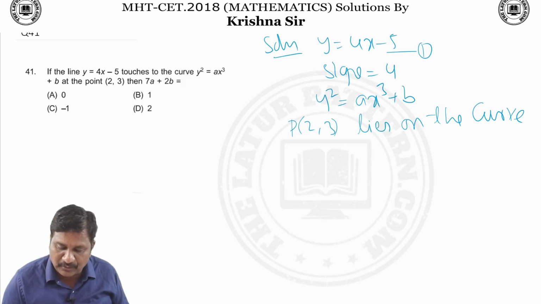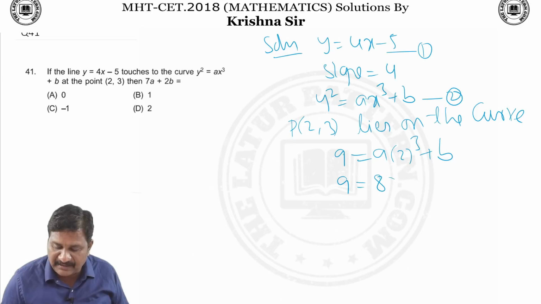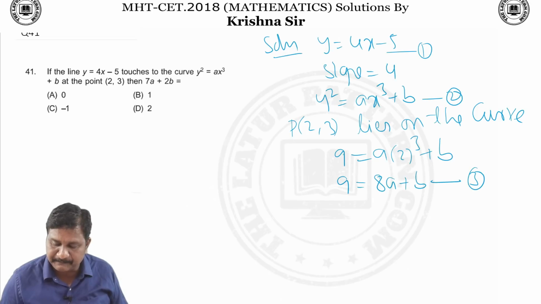x is equal to 2, y equal to 3. You substitute in our equation 2. So y is equal to 3, we are substituting 3 square, and x equal to 2, we are substituting it, is 2 cube a plus b. Then 9 is equal to 8a plus b. Now this is our equation number 3.